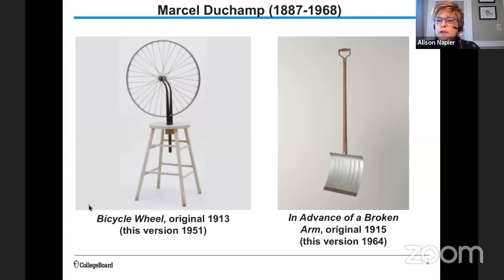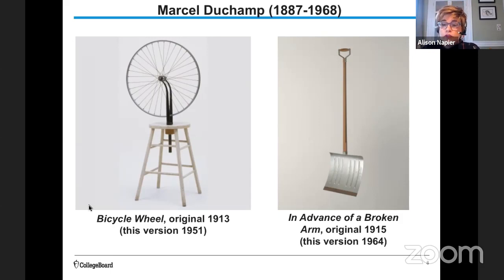Two other works that he creates: Bicycle Wheel in 1913. According to Duchamp, "I had the idea to fasten a bicycle wheel to a kitchen stool and watch it turn." The result, Bicycle Wheel, is the first of Duchamp's ready-made objects, sometimes manufactured again or mass-produced. In this case, he called this one an assisted ready-made because he actually combined two utilitarian objects to form one work of art. On the right, you see In Advance of a Broken Arm.